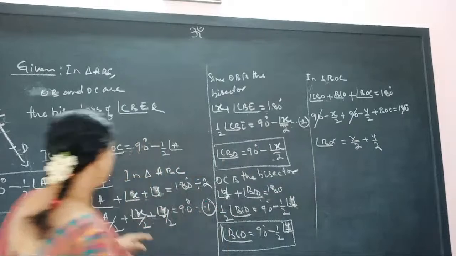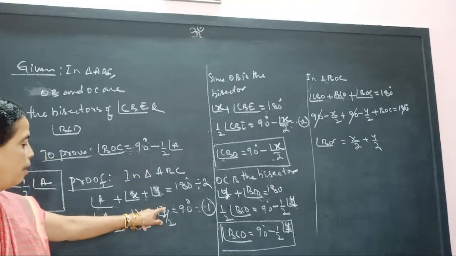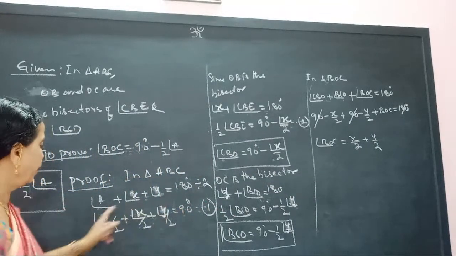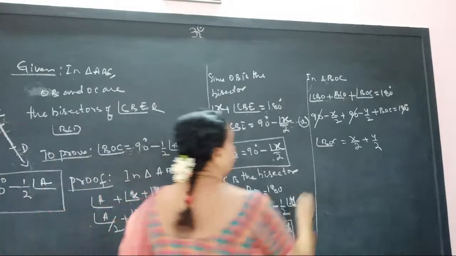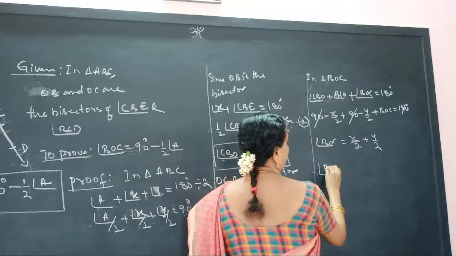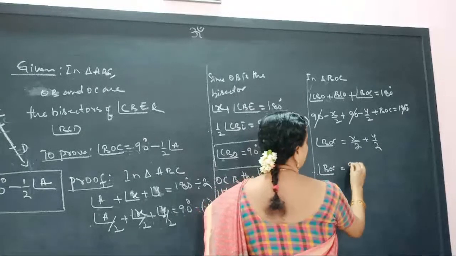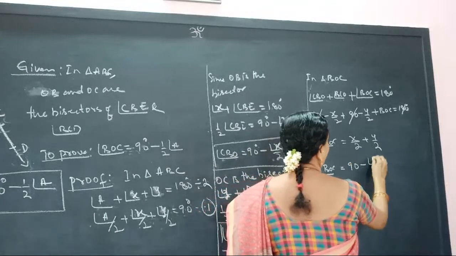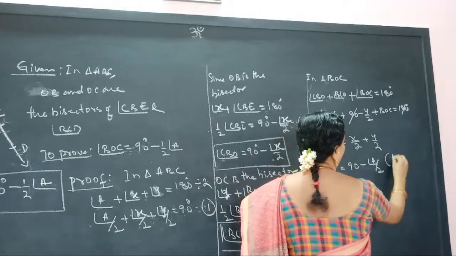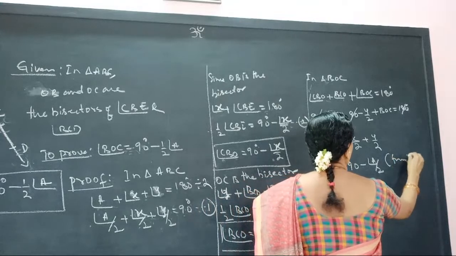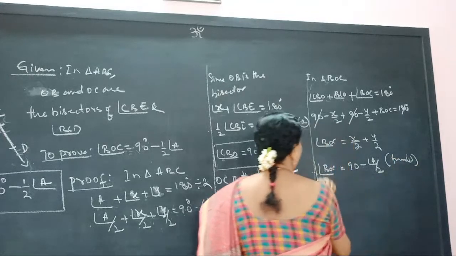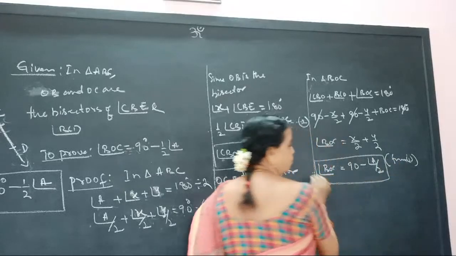But see the result, x by 2 plus y by 2 can be taken as 90 minus a by 2. Therefore, angle BOC equals 90 minus angle a by 2. Write the reason from the result 1. This is the result we have to prove.